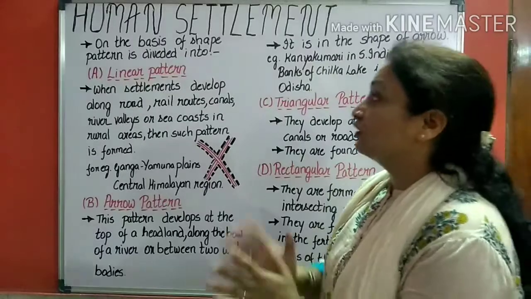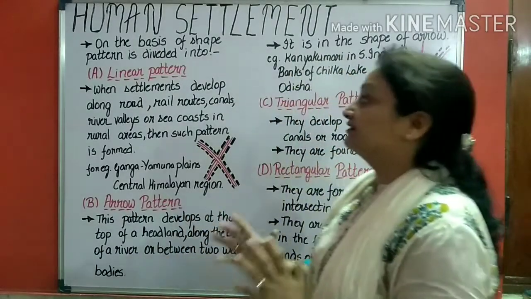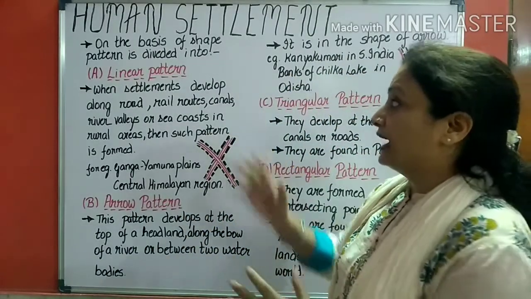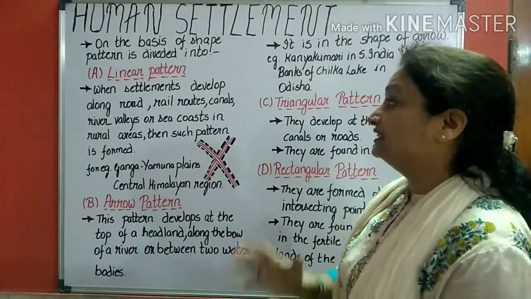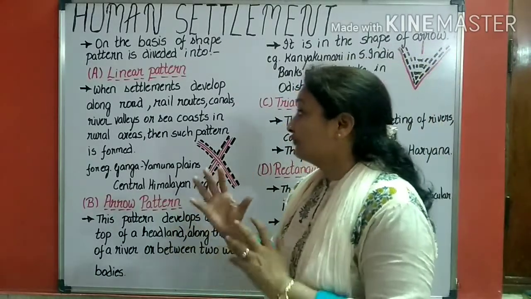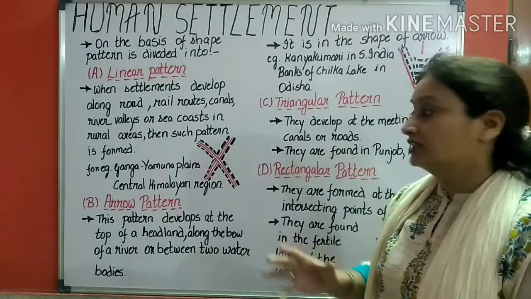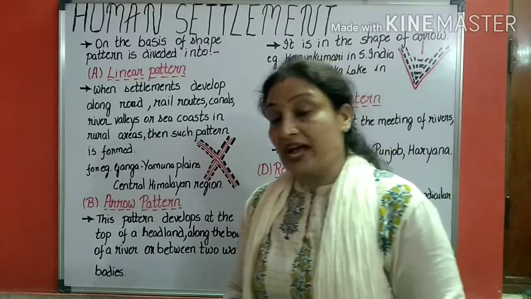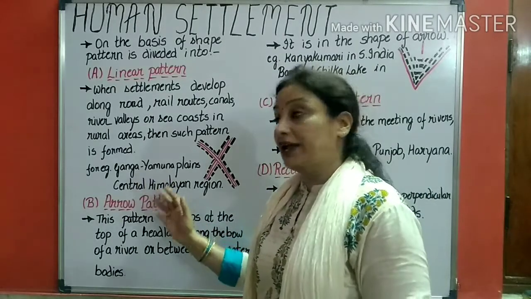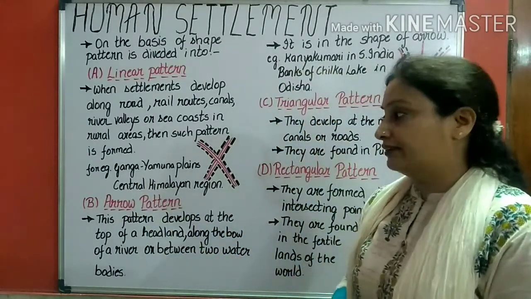On the basis of shape, pattern is divided into linear pattern. Pattern when settlements develop along the roads, rail routes, canals or river valleys, then such type of patterns are developed. Such types of patterns are found in the Ganga-Yamuna plains, central Himalayan region.